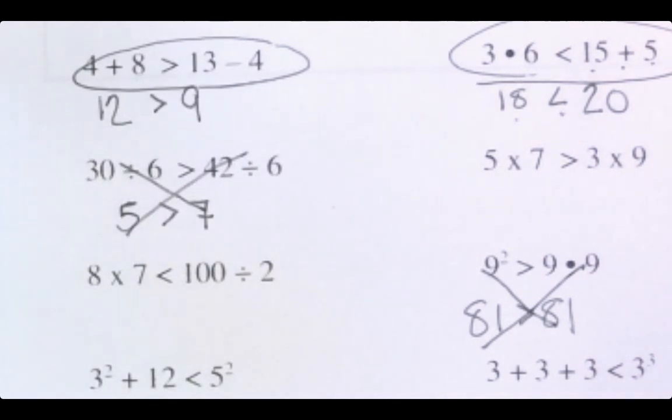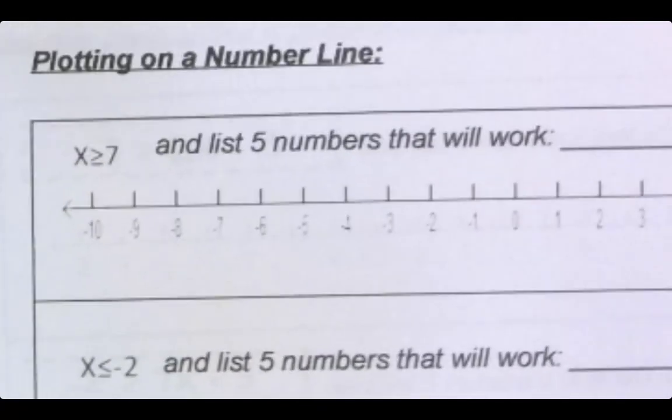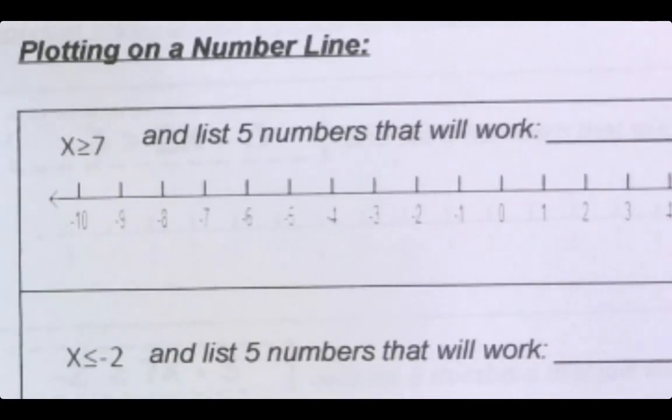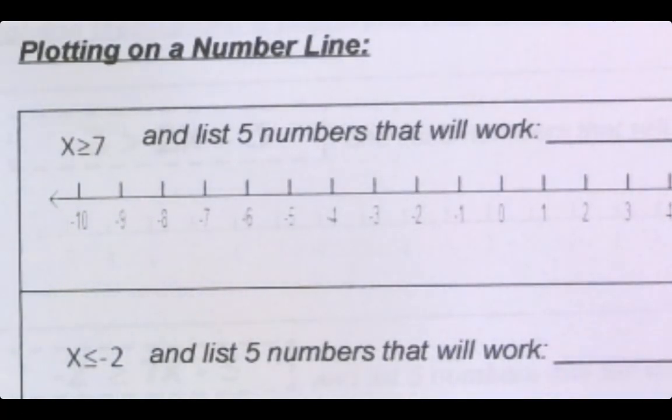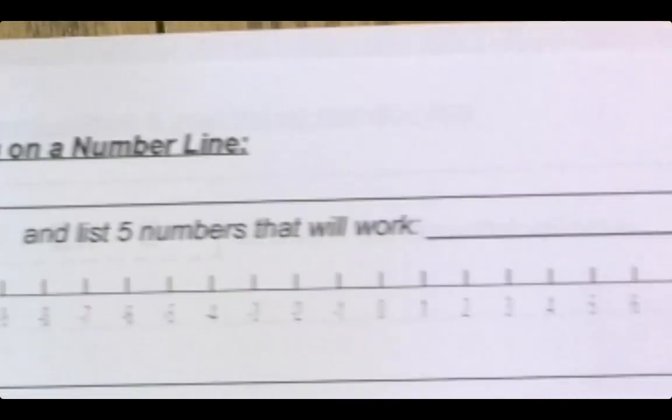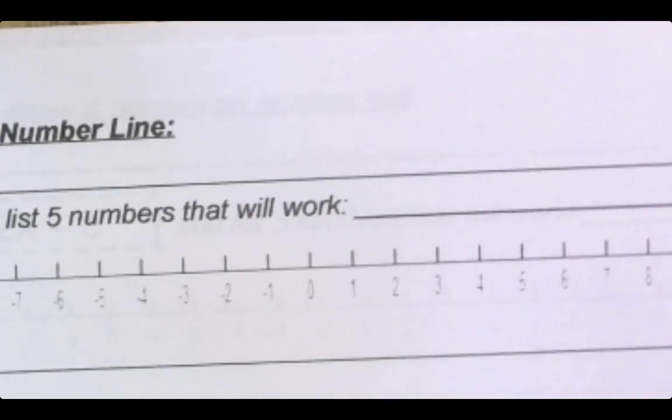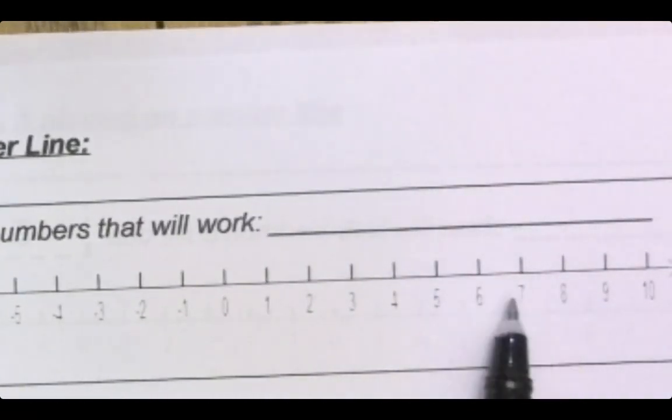For the next ones, I'm not seeing any issues from what I've seen in class about plotting on a number line. But this is sometimes where I see kids have problems, so that's why I wanted to make sure we reviewed it today. It says x is greater than or equal to 7. So I'm going to find my positive 7.